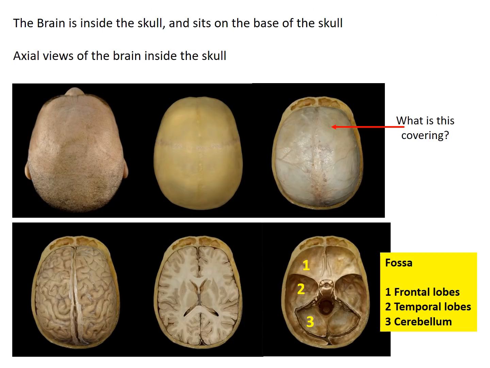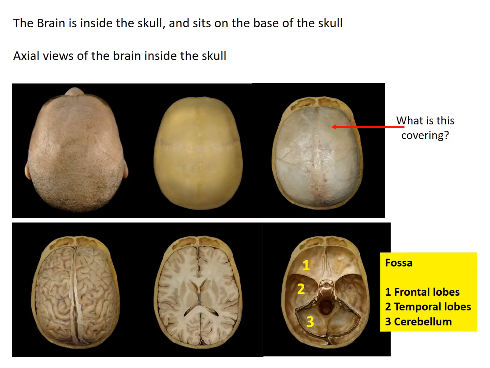Second rule, the brain sits on the base of the skull. So let's do the same thing again. Take away the skin, connective tissue, bone, dura mater. We can see the brain, and then as we start removing the brain out of the skull, we can see the base of the skull. So the brain is inside and on the base of the skull.